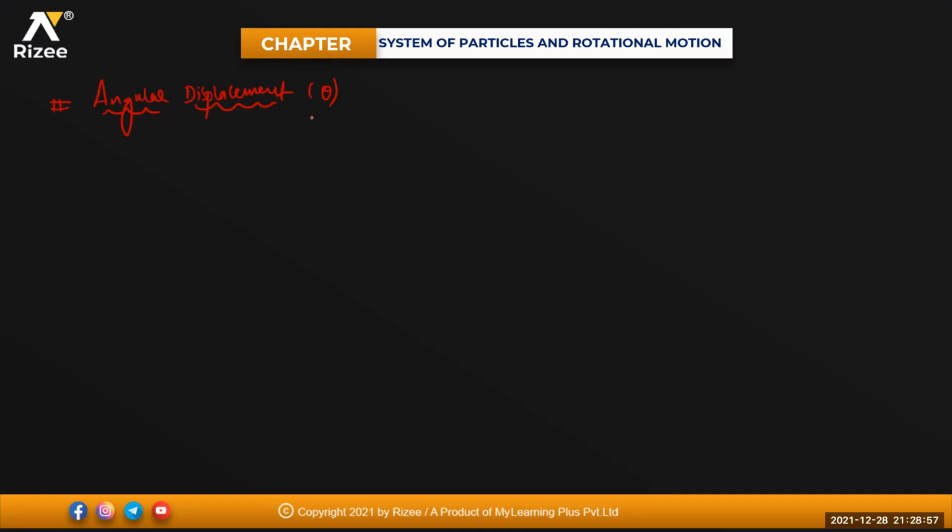Like displacement in kinematics, we write it as x. In circular motion, we write it as theta. Like when a particle is moving in a circular path like this, if I'm moving from point A to point B, this is the angle swept. That is nothing but theta.